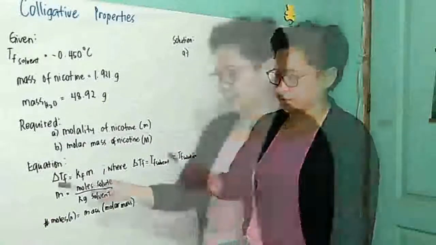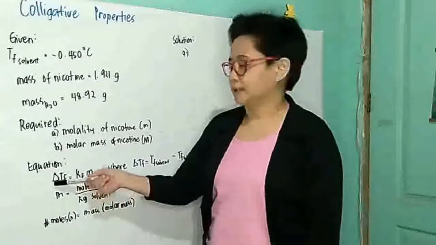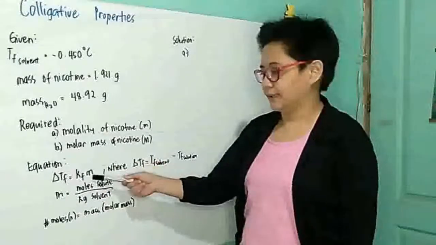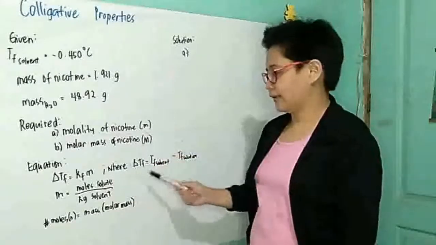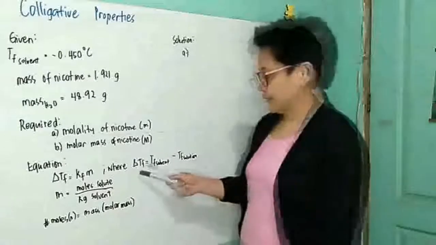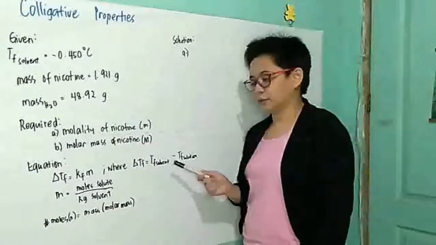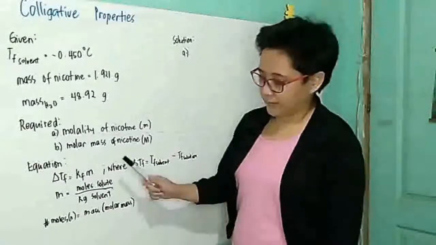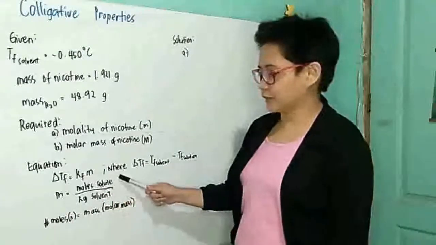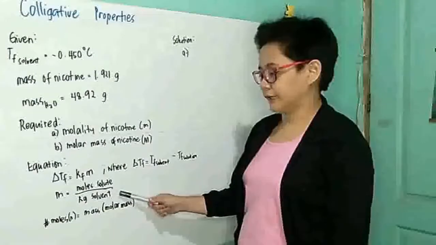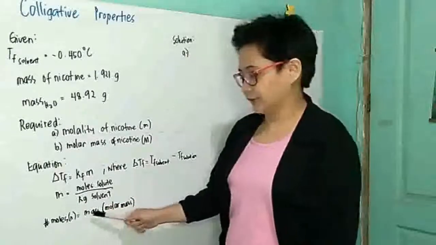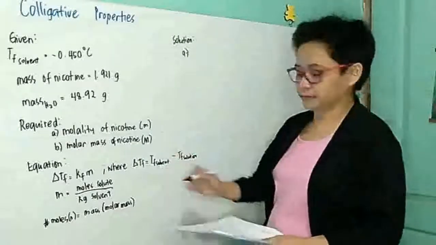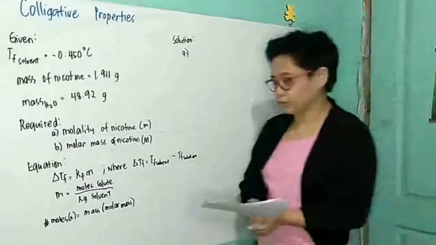Equations to be used are the formula for freezing point depression, which is delta TF is equal to KF, which is a constant, times m for the molality. Please correct this in your module: delta TF is equal to TF of pure solvent minus TF of solution. And the molality is moles of solute over kilogram of solvent, and the number of moles is equal to mass divided by the molar mass.